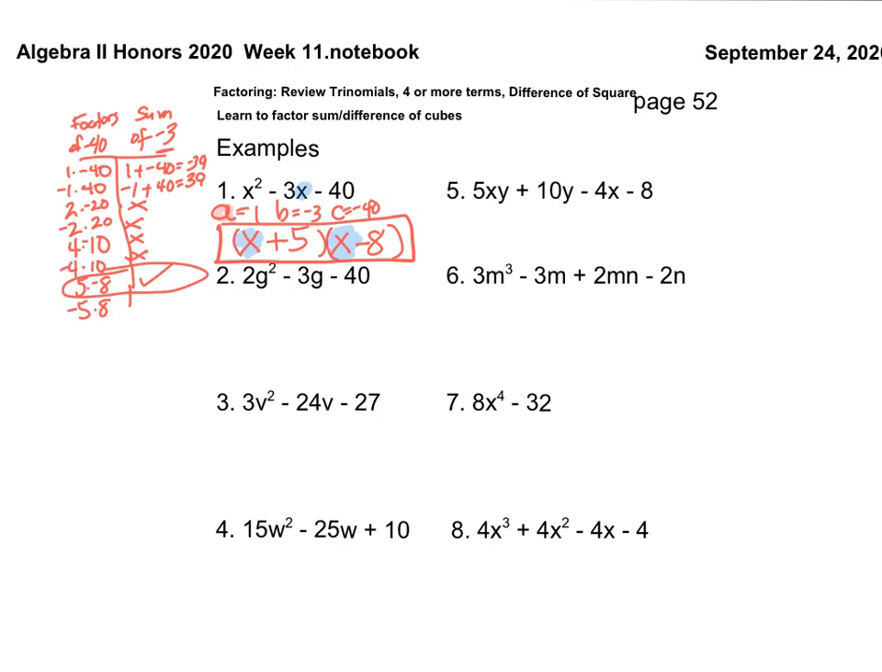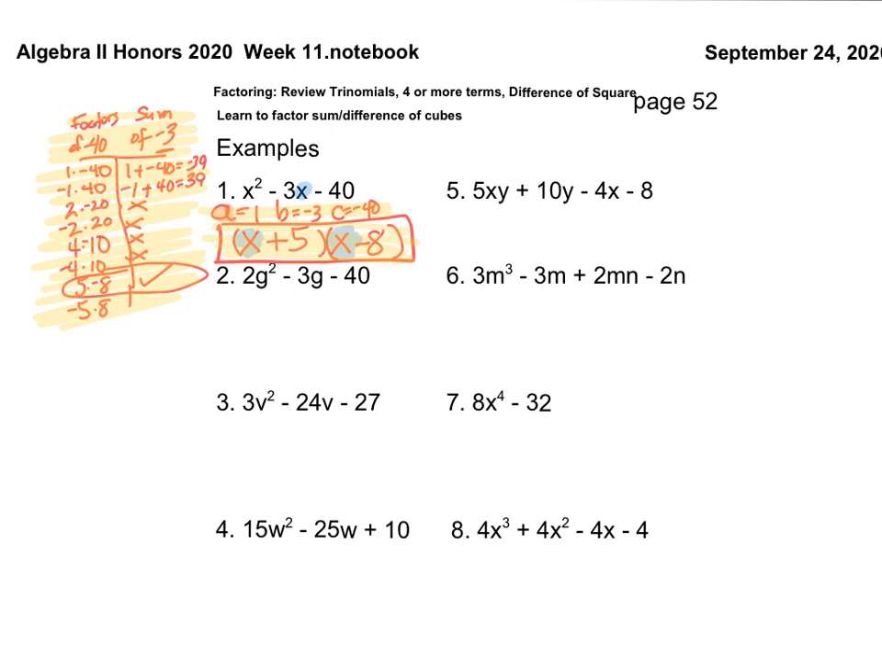Again, I want to reiterate the fact that I expect to see A, B, and C named. I expect this chart over here, and I expect this final answer to be written out. So please make sure that you have all of those things done in order to earn full credit on your assignment and any assessment that we do.